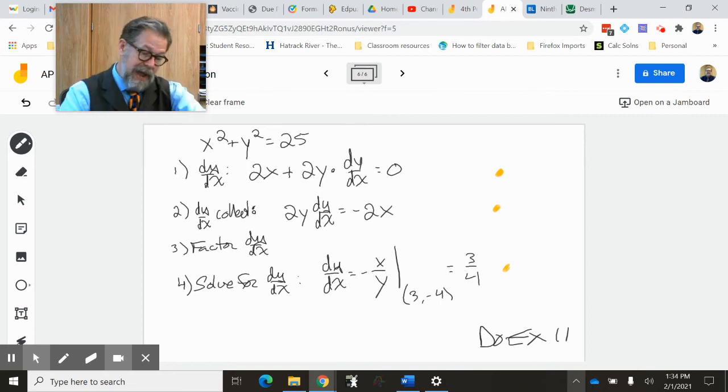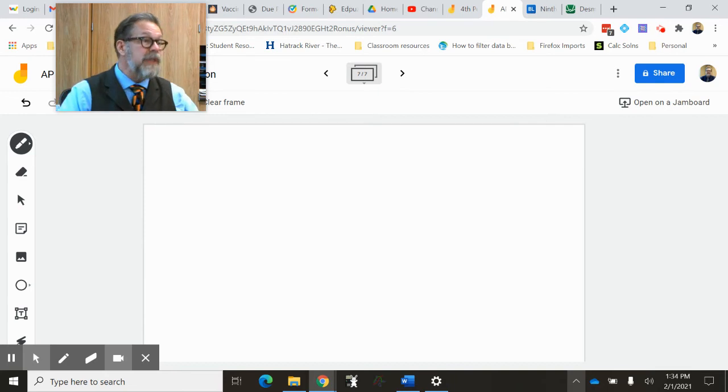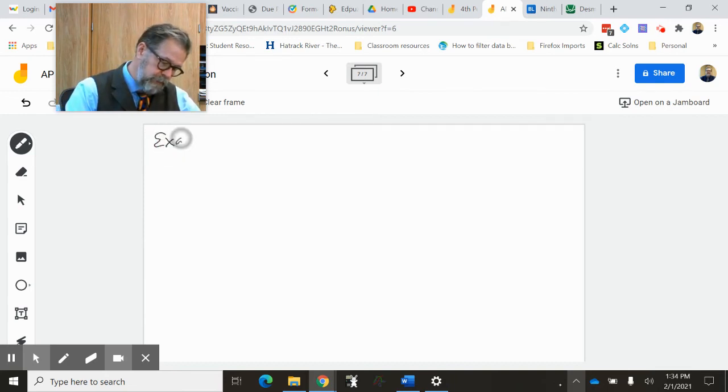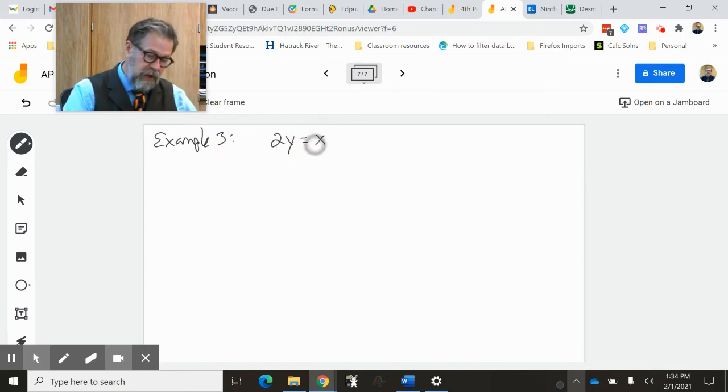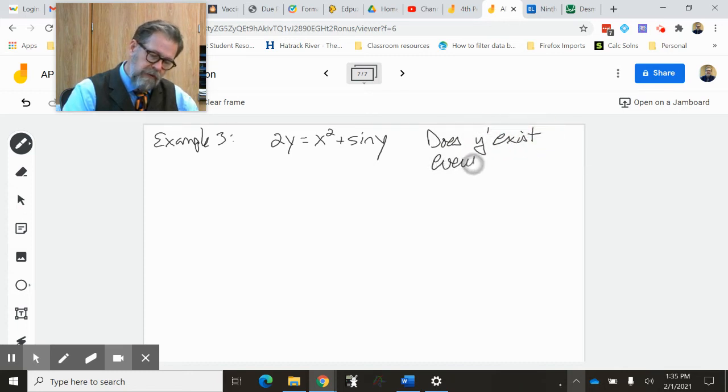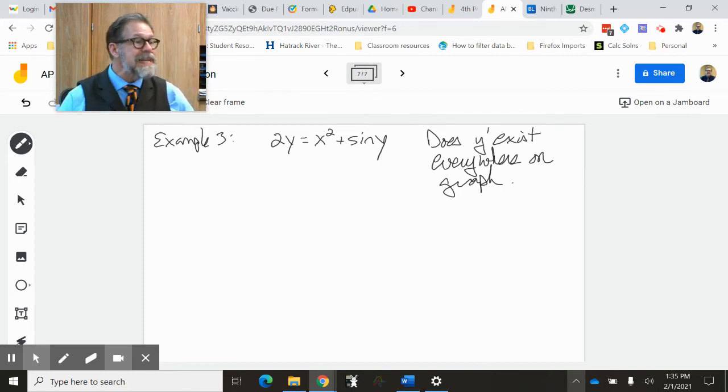Okay, welcome back. So let's look at another example. I've got the function 2y equals x squared plus sine y. And rather than finding the derivative at a particular point, the question here is, does the derivative exist everywhere on this graph? And there are just all sorts of reasons why you might want to know something like that. We're not going to worry too much about the whys, but let's do it.